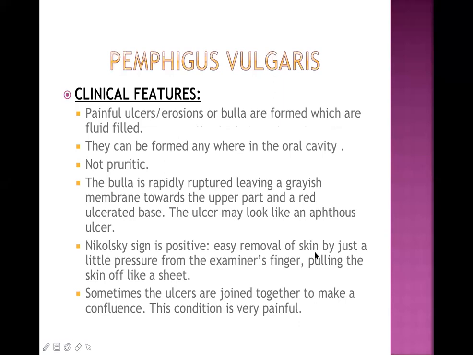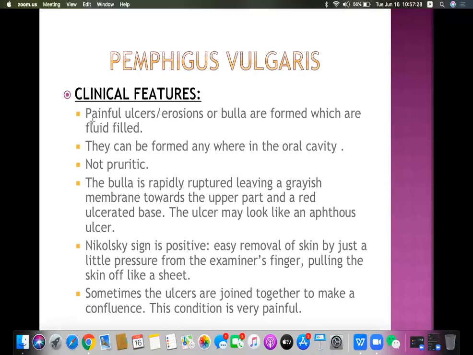Now, what are the clinical features? Let's talk this first, and then we move on to the pathophysiology a bit later. Because more important pathophysiology you have already known, destruction of desmosome. Now see here, there are formation of painful ulcer and erosions or bulla. Okay, these bulla are bigger type of vesicles, so they are filled with fluid, and usually the fluid is clear. So painful ulcer or erosions are formed along with bulla.